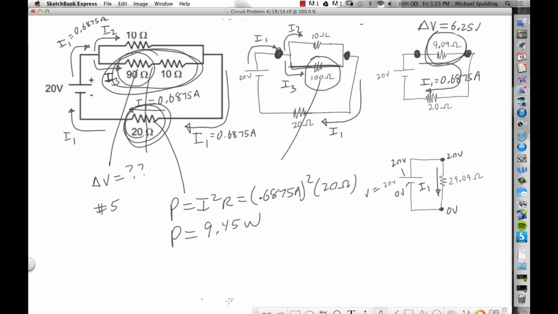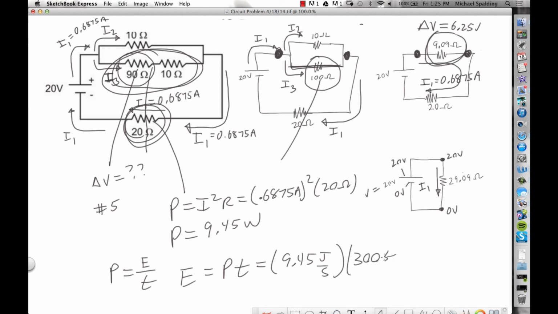So now we have to figure out the energy used in, what'd we say, 5 minutes, which is 300 seconds. So we use the definition of power. Power is energy per time. So energy is power multiplied by time, 9.45 watts, but a watt is a joule per second. And then 5 minutes is 300 seconds. And then this gives us an answer of 2,836 joules.